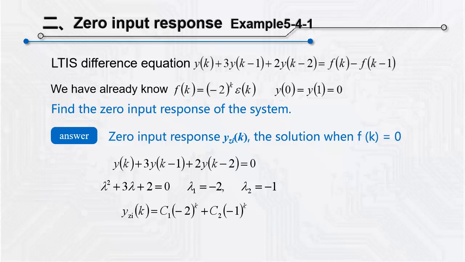According to this form, we get its characteristic equation. The form of the zero input response solution depends on the form of the characteristic roots. Let's give it an expression. The coefficients C1 and C2 here are determined by the initial conditions.